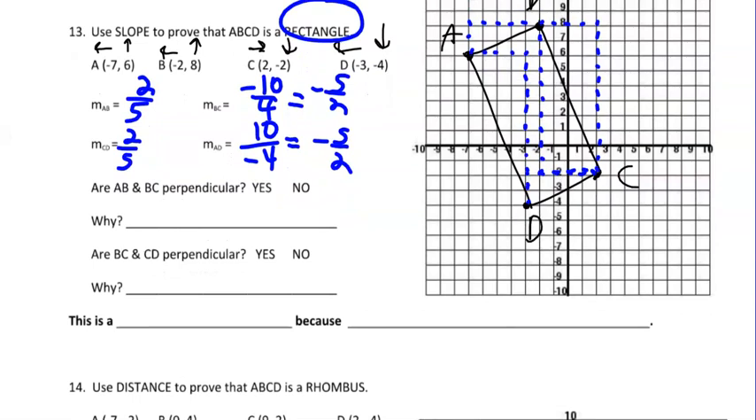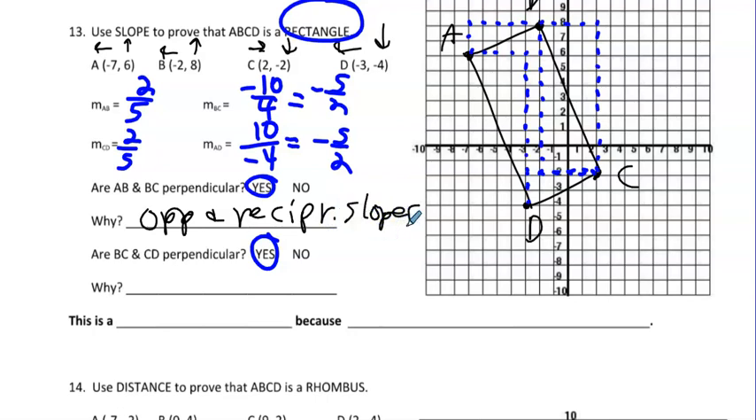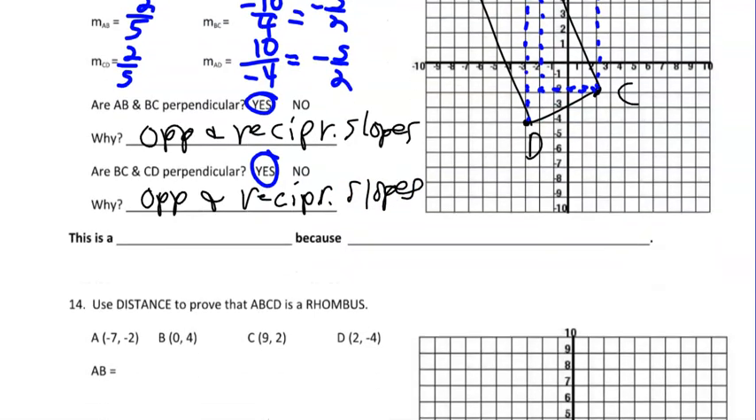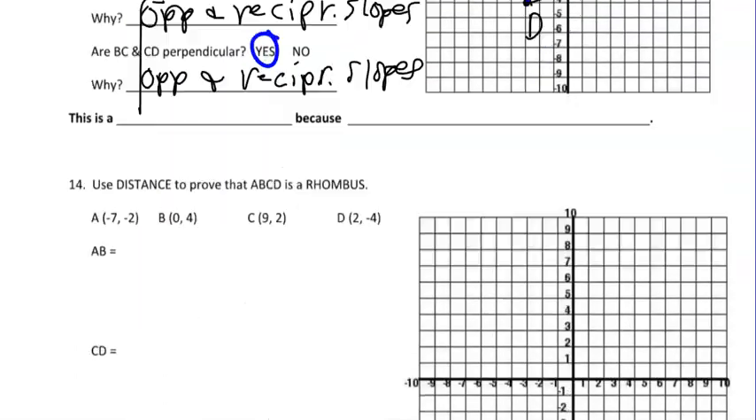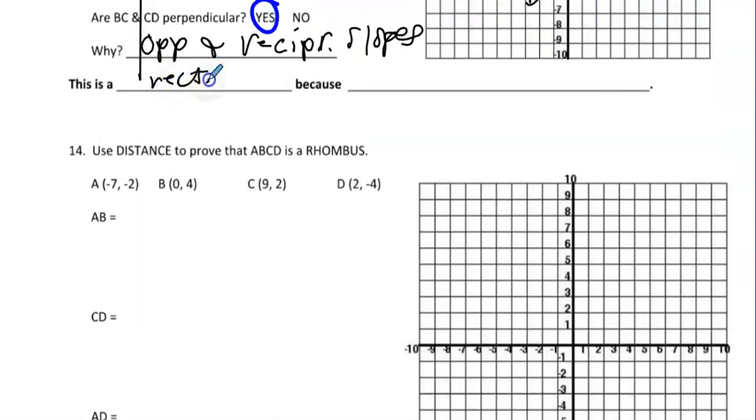So, on this one, are they perpendicular? Yes and yes. Why is that? Opposite and reciprocal slopes. Same thing for BC and CD. They have opposite and reciprocal. It's important. It has to be both. Okay? So that makes this a rectangle because of the 4 90-degree angles.